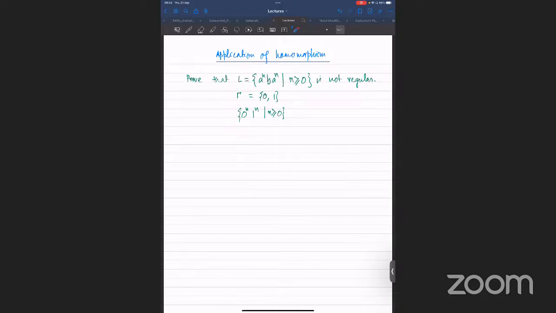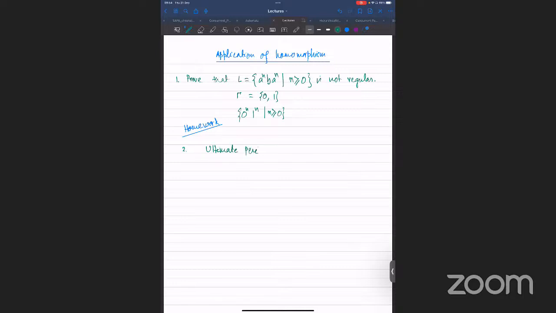Okay, so what I would suggest is that maybe you can take this as homework and then we'll discuss this during the next lecture. Okay, so this is one such application.